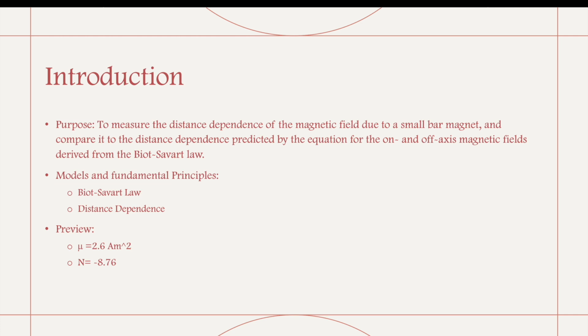Some of the models and fundamental principles of this lab, the two main ones are the Biot-Savart law and distance dependence. Quick preview, we get a mu value of 2.6 amperes times meter squared and an n value of about 8.76.